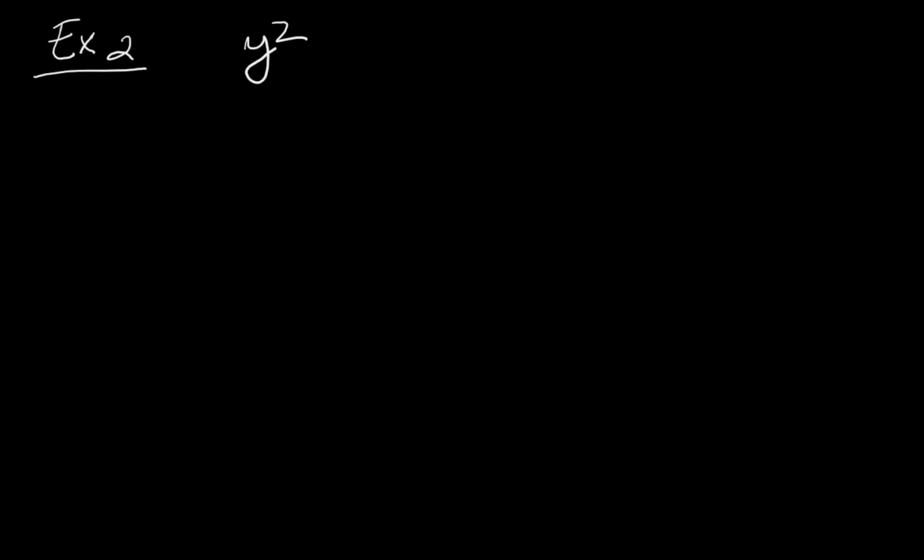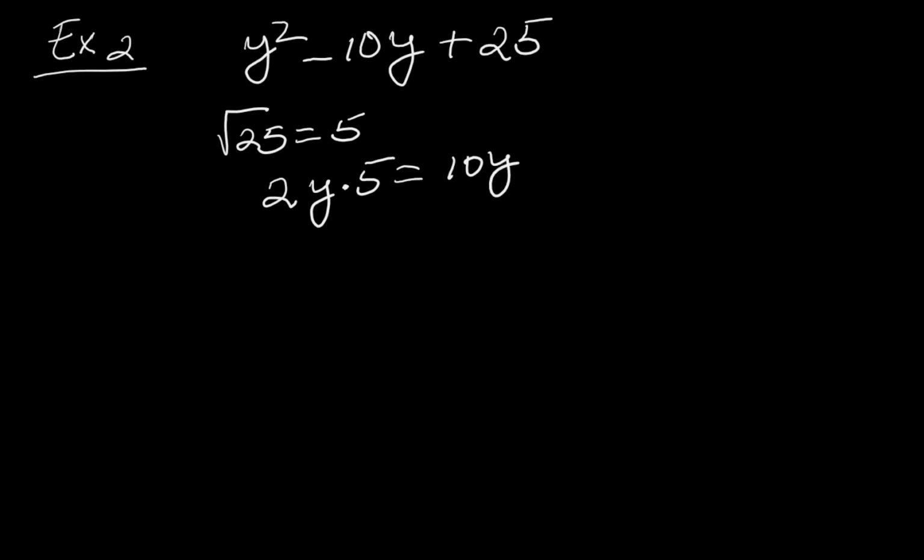Example 2, y squared minus 10y plus 25. Square root of y squared is y. Square root of 25 is 5. 2 times y times 5 equals 10y, and the sign matches. So this is (y minus 5) squared.